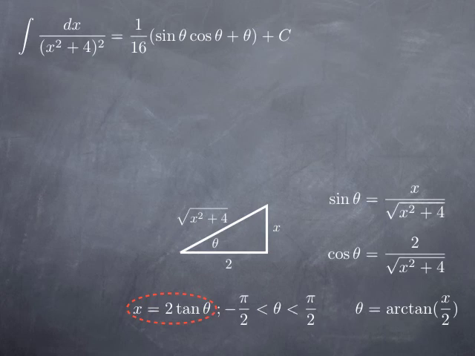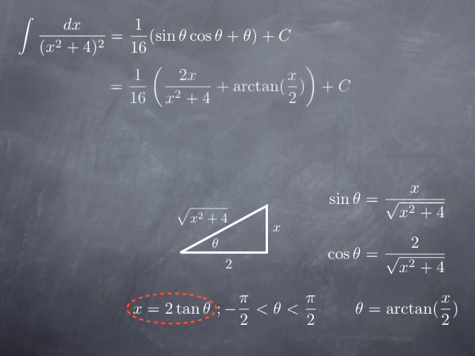So when I multiply them together, I get 2x over the square root squared. In other words, I get 2x over x squared plus 4. So I have 1/16 of (2x over x squared plus 4 plus theta, which is arctangent x over 2). All this up to a constant.